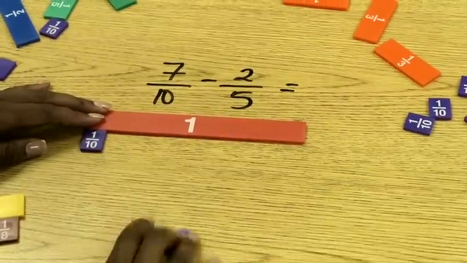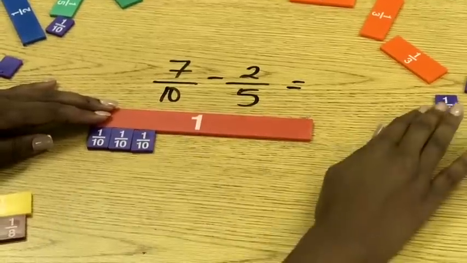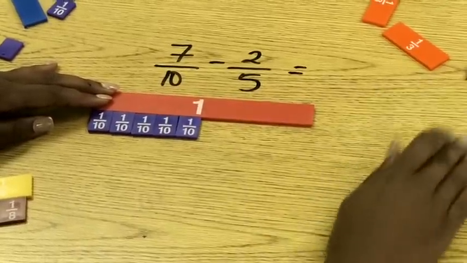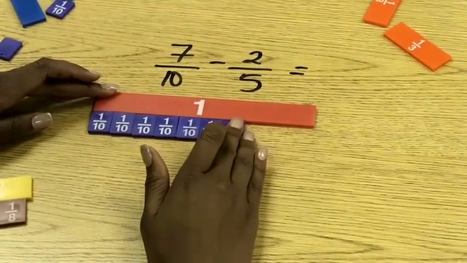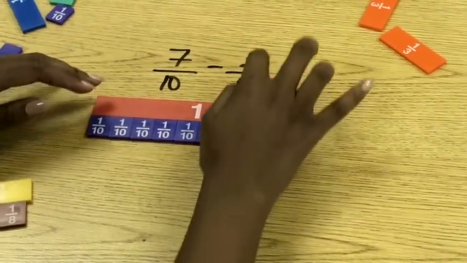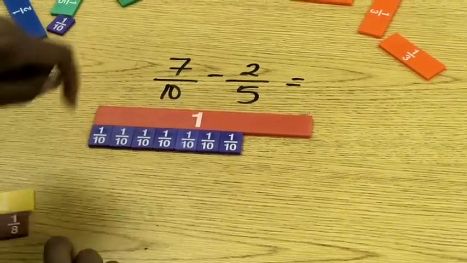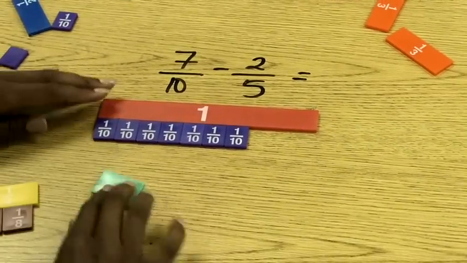So here's 1, 2, 3, 4, 5, 6, 7, and I'm going to try and make sure that they're lined up nice and straight. Then the third row is going to be what it is I'm subtracting from 7/10, and it's 2/5. So I'm going to take 2 of my 1/5 pieces.